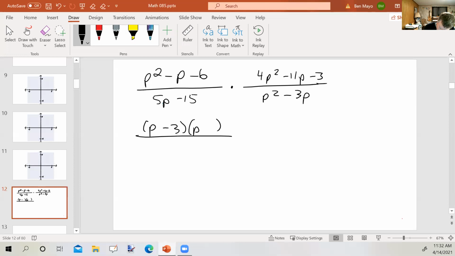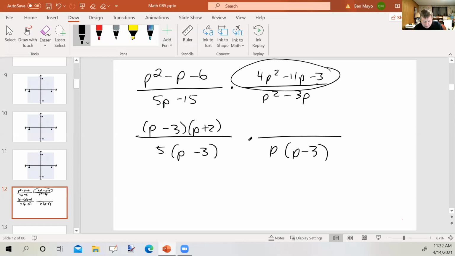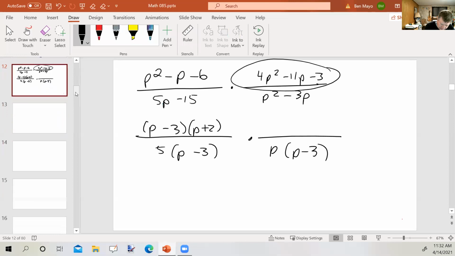Okay, so p squared minus p minus 6, we're going to have a minus 3 and a plus 2. All right with that? Yes. 5p minus 15, we're going to have 5 times p minus 3. P squared minus 3p, we're going to have p times p minus 3. And then I'm going to take this one, go to the next page and factor it out.